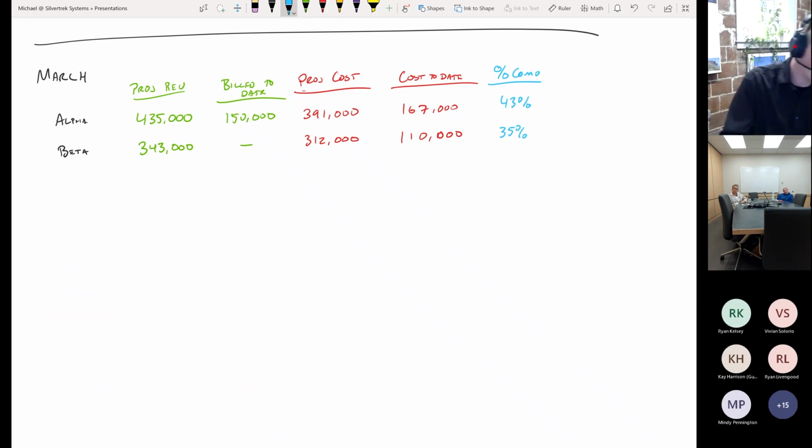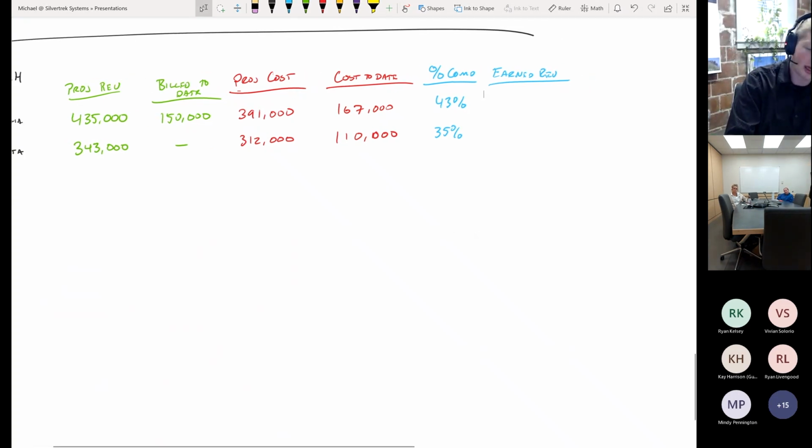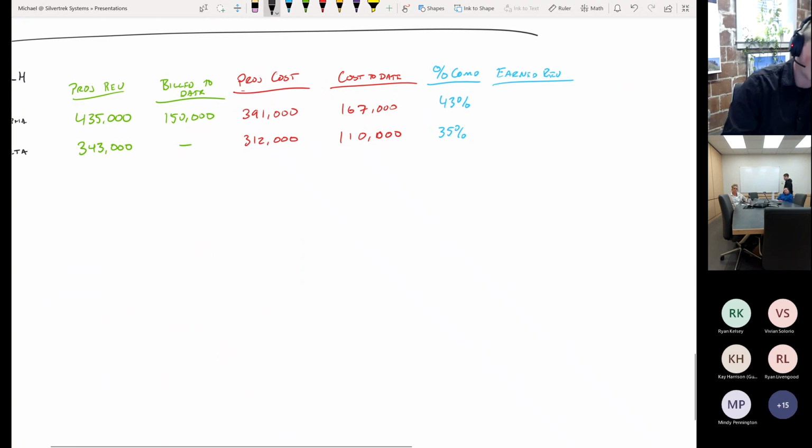All right, now we can calculate our earned revenue. And again, I'd probably be asking you, Dennis, if I was in person, how to calculate earned revenue, but you're lucky because I'm just going to give it to you. We're going to take our percent complete, and we're going to multiply it by our projected revenue, and we're going to get our earned revenue, just like we did before. So in this case, 43% of $435,000.